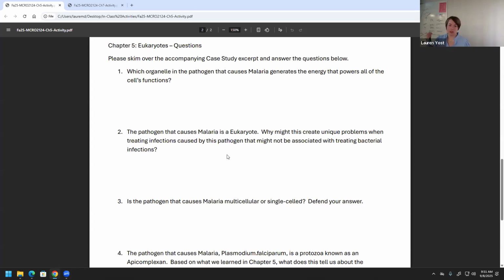Okay, we know that because it has mitochondria. Why might this create unique problems when treating infections caused by this pathogen that might not be associated with treating bacterial infection? So it's okay if we don't know this right off the bat, right? But this is a critical thinking level of question. We can compare. So Deontay, I know you have a thought. Go ahead and share it.